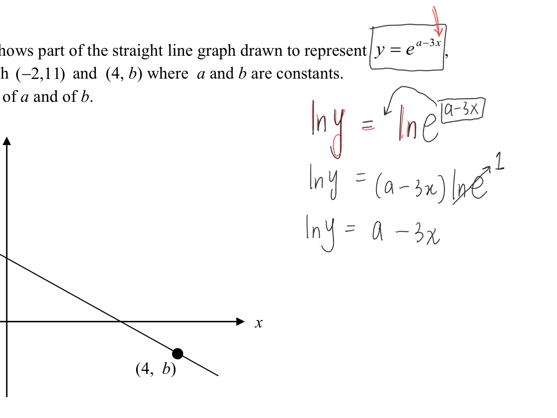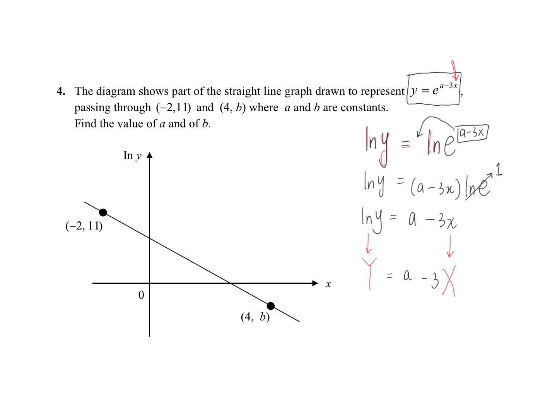So you'll be left with this. So actually, to linearize it, this is my big Y. This thing must be my big X. So it's telling me that my gradient is 3, and then my y-intercept is A. So when I relate back to my equation, I know that my gradient is negative 3.